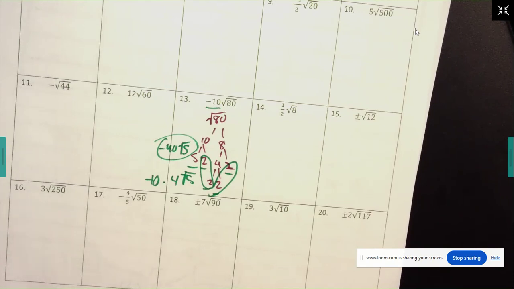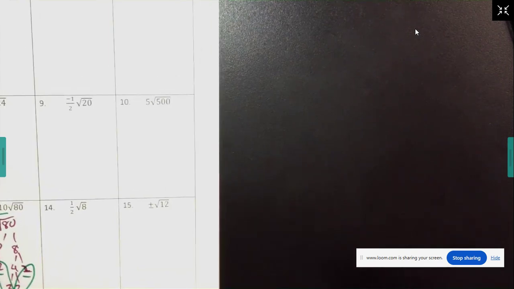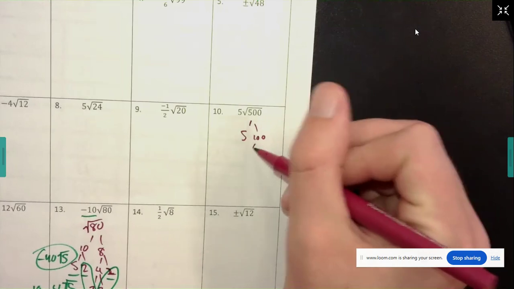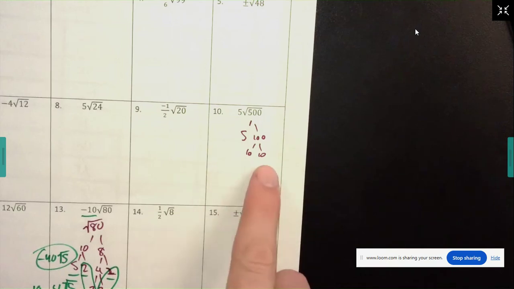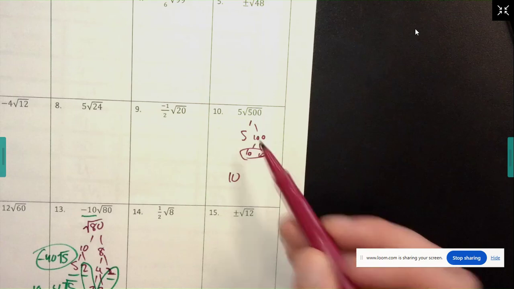I'll do one more. Why not? Okay, let's do, let me think what I want to do. Let's do 10. Okay. So 500 is 5 and 100. 100 is 10 times 10. All right. I could keep breaking it down, but see, I have 2 10s. I can just stop there and be like, oh, yo, there's a pair of 10s. That's going on the outside. And the only thing I had left was that 5 on the inside.